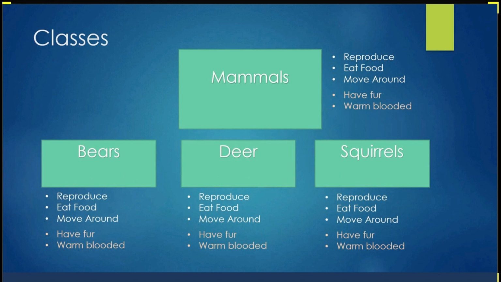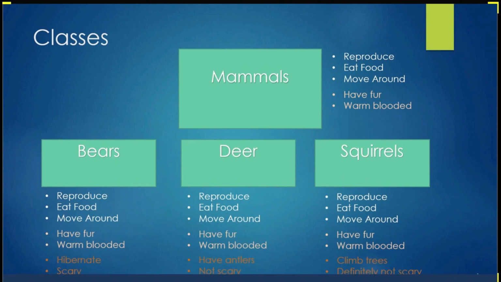For example, bears hibernate in winter, and they are big and scary. Deer are also mammals, but they do not hibernate. They also have antlers, something that bears and squirrels don't have. So these are very specific features related to the antlers itself.